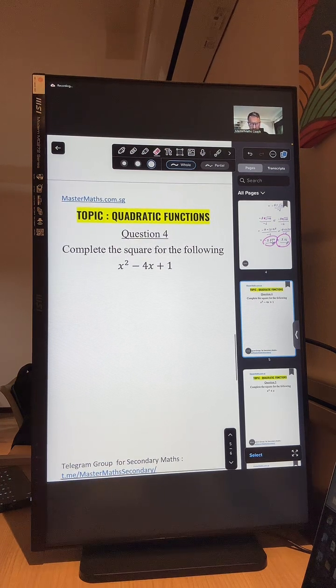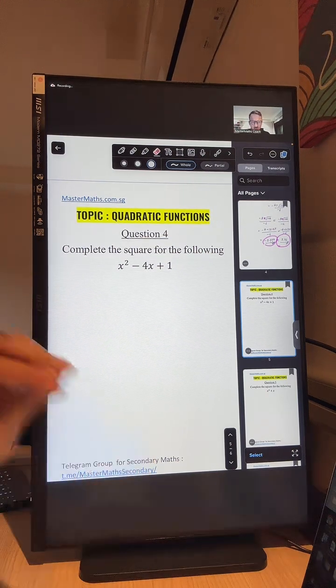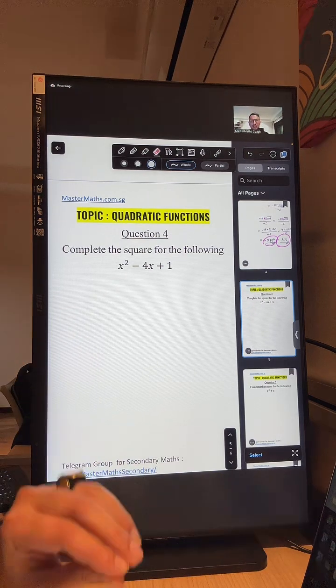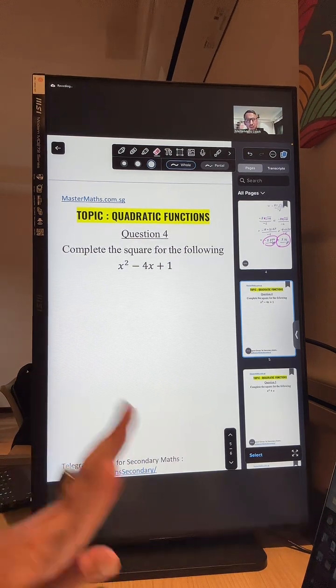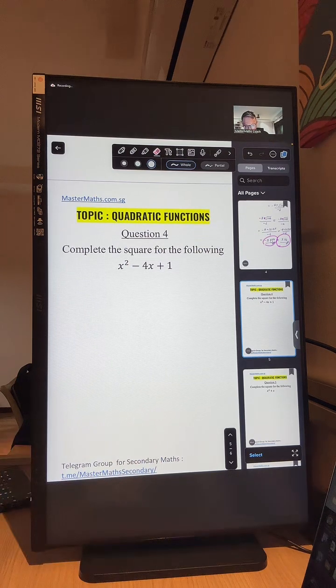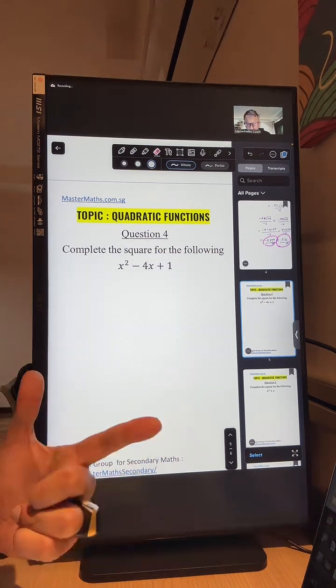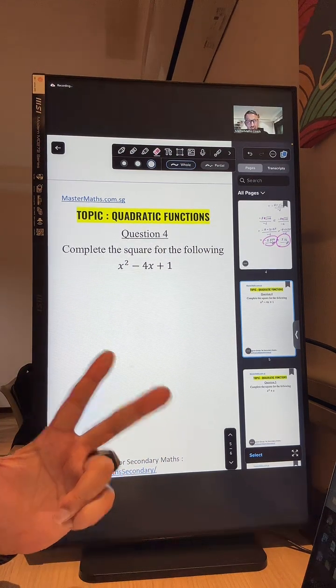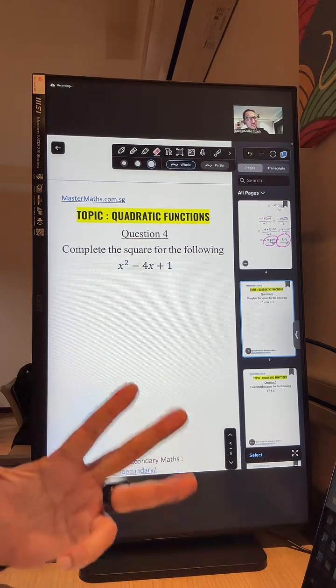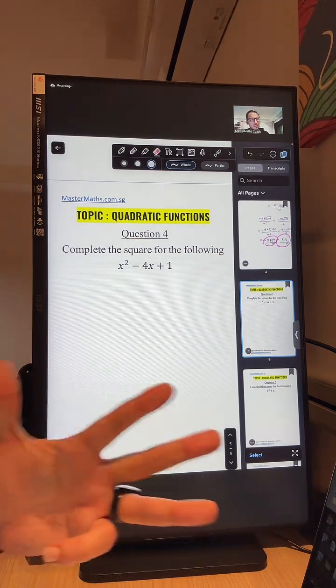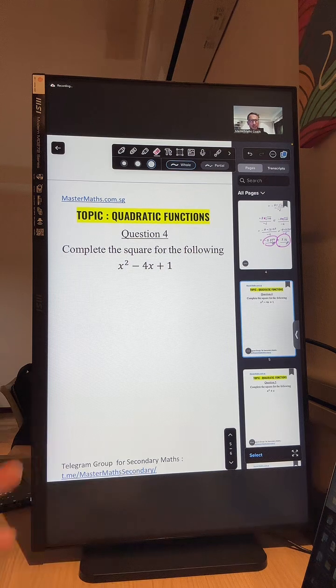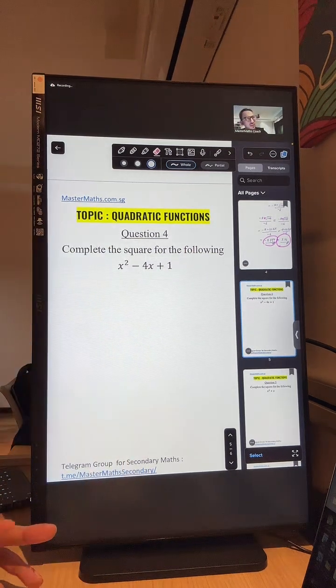Okay. Now we're talking about completing the square. So remember, there are 5 methods to solving a quadratic equation or quadratic function. The 4 methods that you absolutely have to know: quadratic formula, factorization, completing the square, and graphical method. If you can see my fingers, it's because I'm stationed a certain way. Can you see? I'm here.